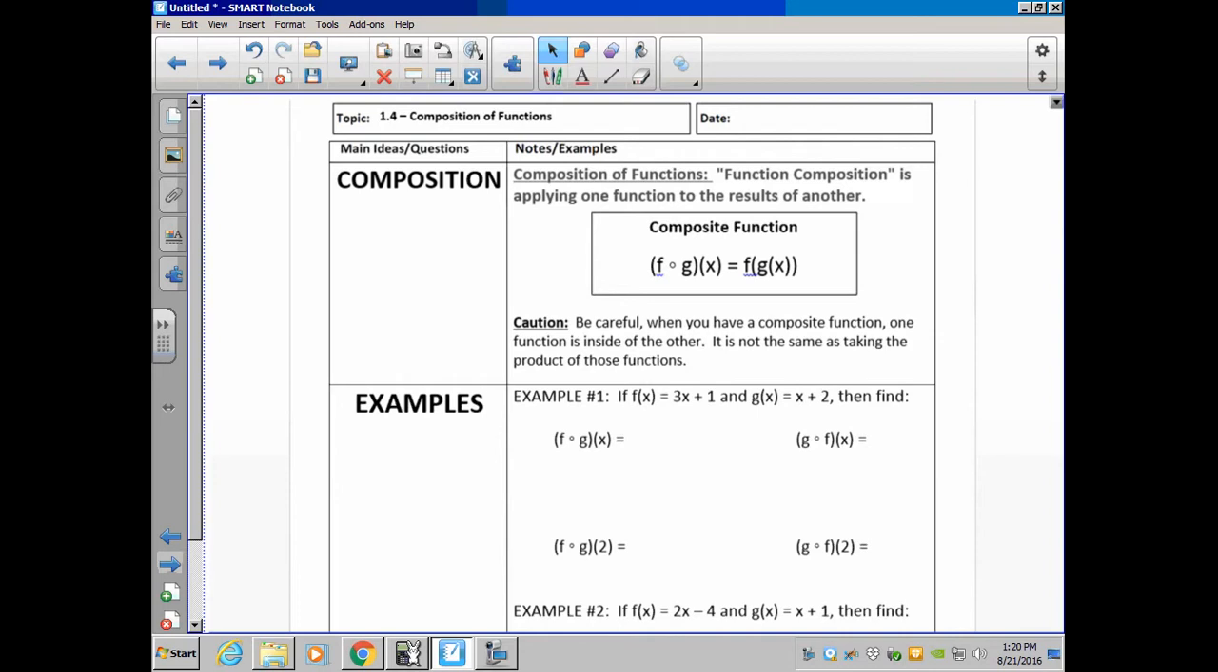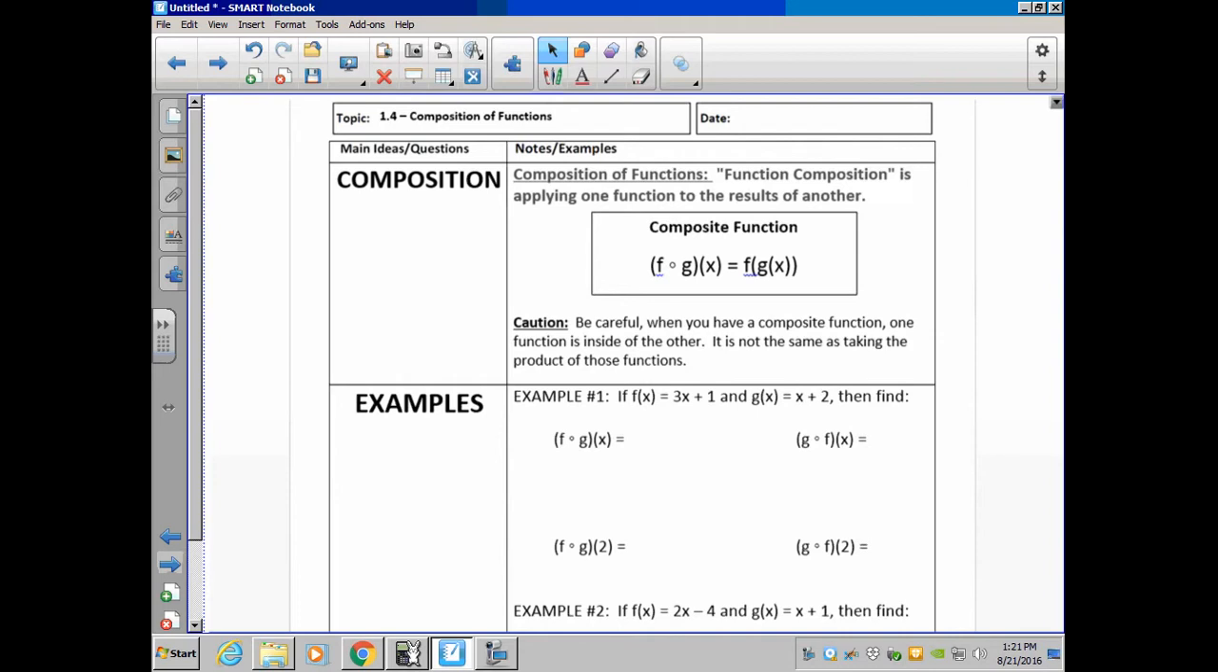You've got to be careful, though. When you see that open circle, that does not mean multiplication. Likewise, the parentheses here does not mean multiplication. It's placing a function inside another function. So be really careful with the notation.